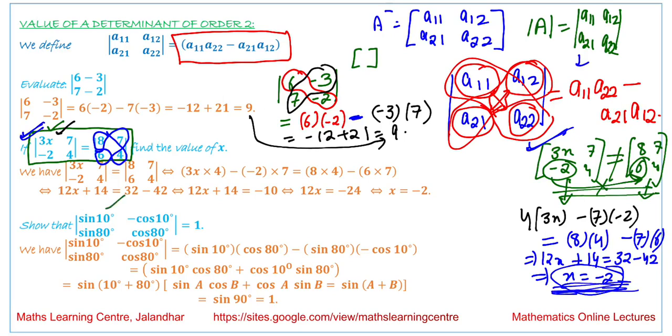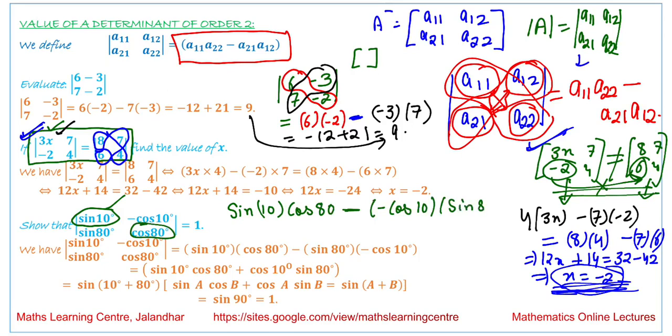Next is the determinant of this. To solve the determinant, we have to show that this is equal to 1. We are saying it is sine 10 into cos 80, then minus sign is from the formula, then it is minus cos 10 into sine 80, and this is the formula for sine of 10 plus 80, that is equal to sine 90, and that is equal to 1. We obtain that this value is equal to 1.